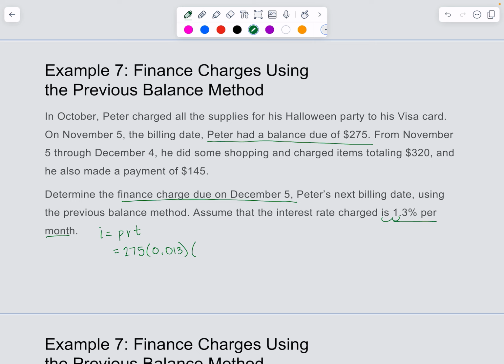So because our interest rate is per month, the rate is counting it in months, so our time must be in months. This time we're matching the time to the rate. It is 1 month. So we multiply this out. The interest is about $3.58. So his finance charge due in December is $3.58. Okay?